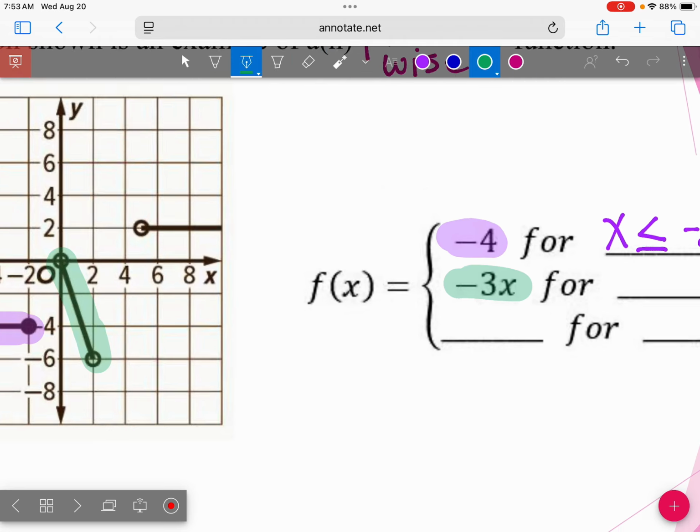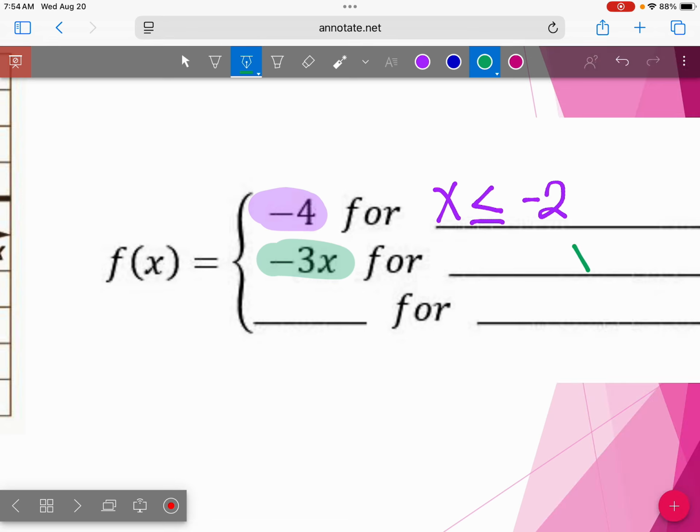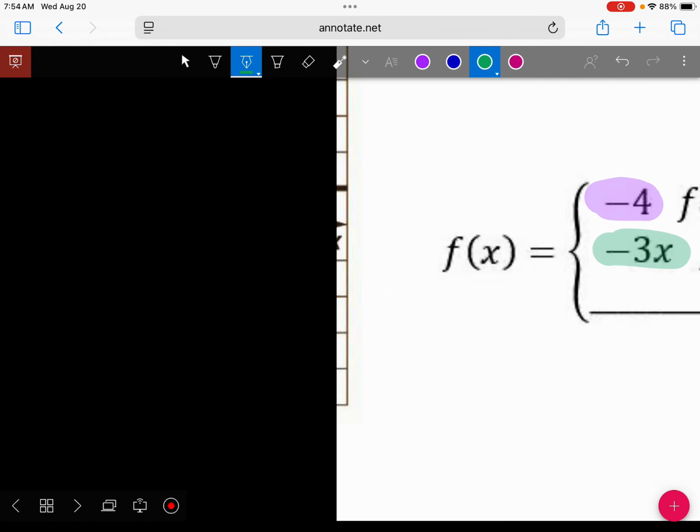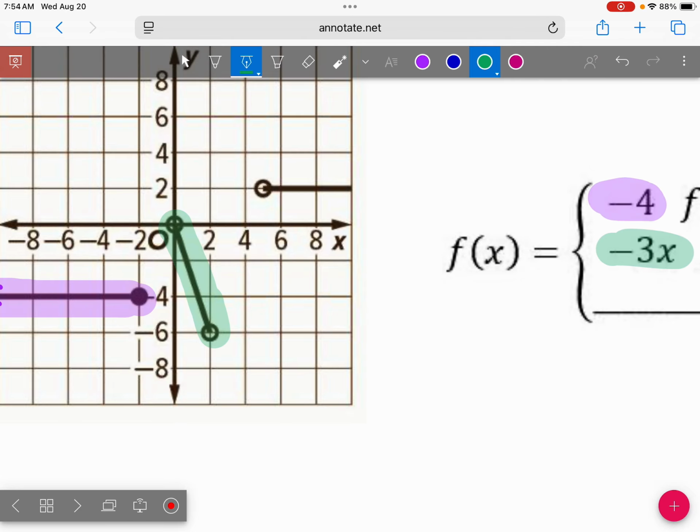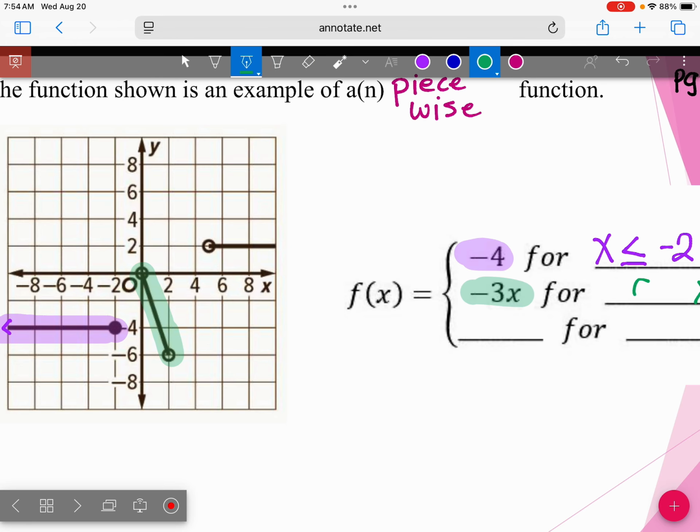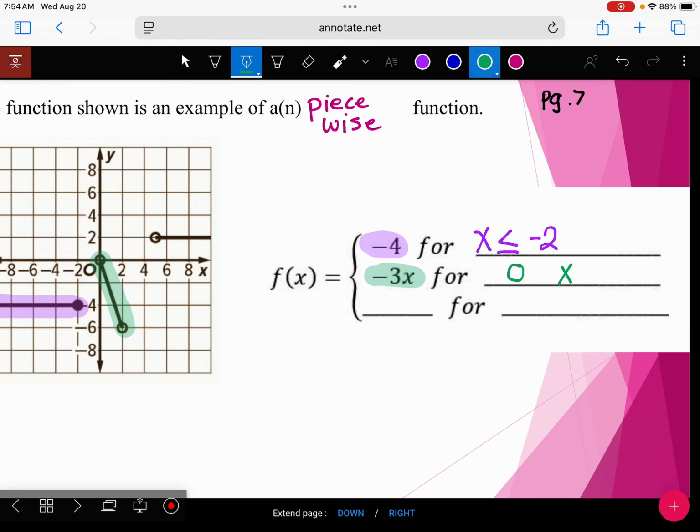What rule does our x need to follow here? We want to write a rule for our x's. What do we know about the x's for this green chunk? What's the smallest it can be? What's the biggest it can be? What's the smallest the x can be on this green chunk? I'm stuck, I'm just bouncing back and forth on this line. Where? 0 is the smallest it can be. What's the biggest it can be? 2. So we know that our x needs to be bigger than 0 and smaller than 2.